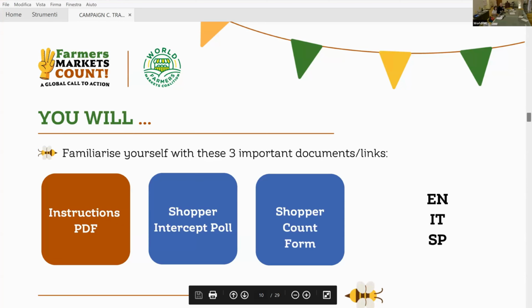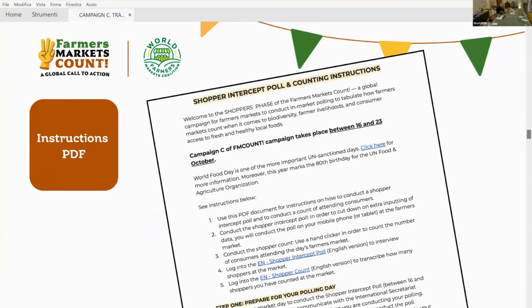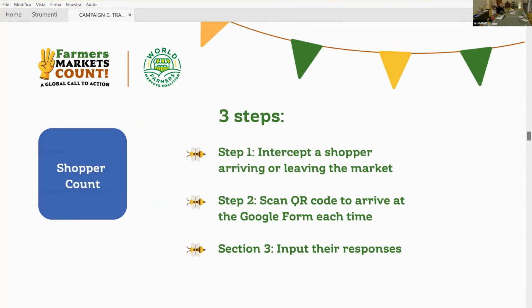So unlike in the first two, you'll actually key into two different forms. One will be at the end of the day, when you've counted all of your shoppers, and I'll describe how you do that. You'll count all of your shoppers, you'll input that number onto one form. And it'll be the question of what is the name of your market, what is your email address, and how many shoppers, and you'll input a number. On the other one, the shopper intercept poll, and here's where the instructions are. So they'll look like that.